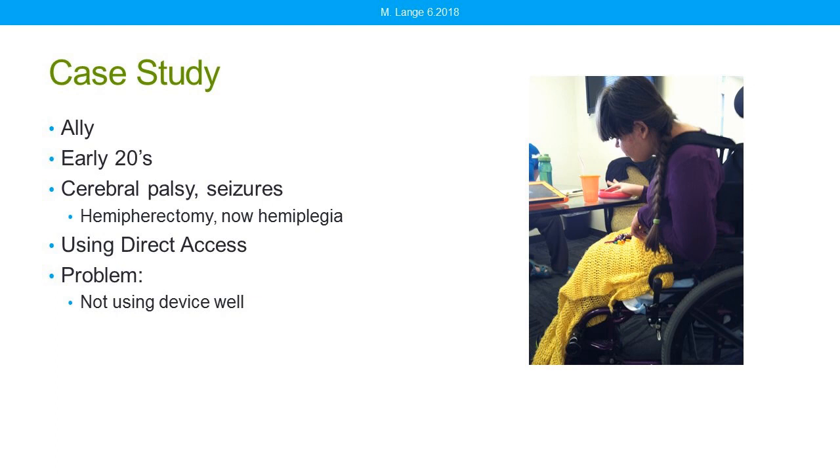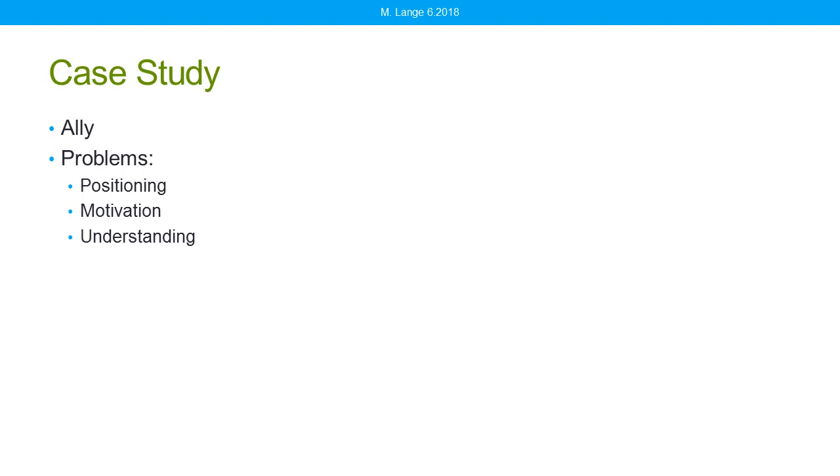She's using direct access, but not using it very well. So I ended up seeing Allie to try to determine what we could do to either improve her direct access or to determine if another access method was required. So we had issues that we needed to look at in terms of positioning, motivation, and understanding.